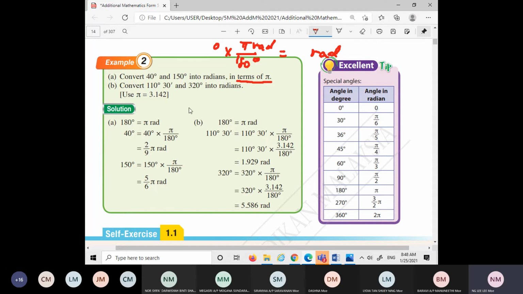Okay, now we go to B. Now B, you see, this one, they give you pi. Means you got to substitute the pi as 3.142. Don't leave it in pi form. Okay, how to press calculator for this? You got to press 110 and then that comma button, and then 30 and then again the comma button. Okay, and then only times 3.142 divided by 180. Everyone try now.